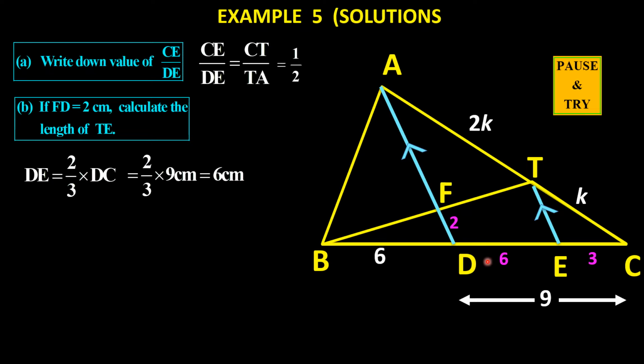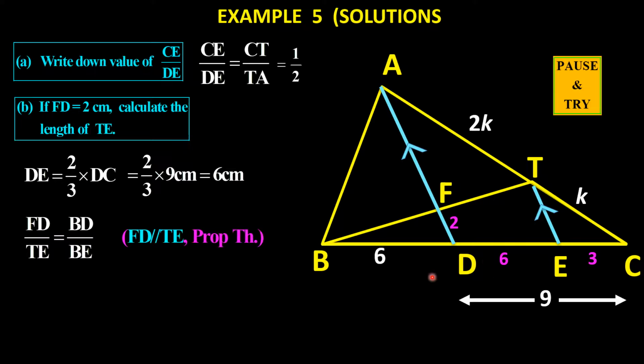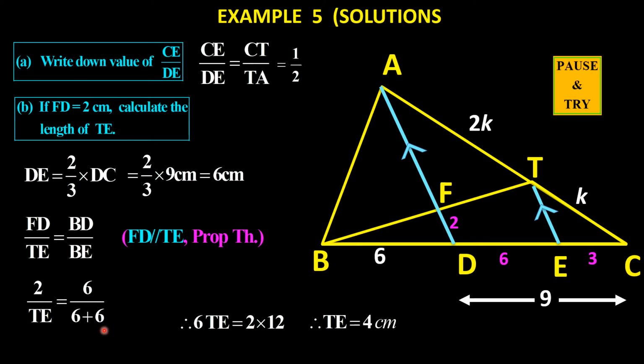Now I can work out FD over TE is BD over BE, and if we substitute, FD is 2, BD is 6, and BE now is 6 plus 6, which is 12. Cross multiply. 6 TE is equal to 24, therefore TE is equal to 4.